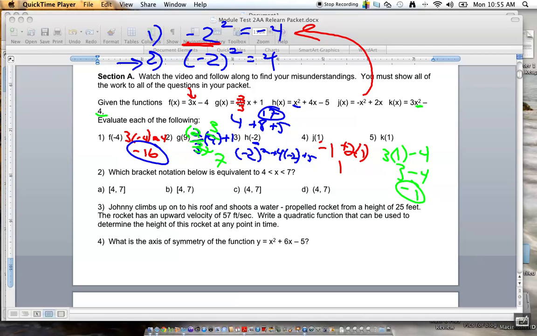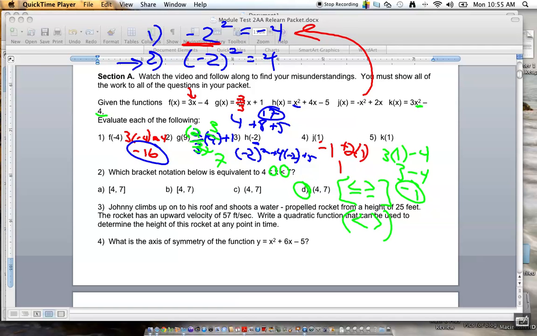All right, now number 2, which notation below is equivalent to 4 is less than x is less than 7. Notice the symbols. Neither one of them has an equals under it. If I have either of these two, then it's a bracket. If I have these two, it's a parenthesis. So in this case, they both have to be parentheses. It's choice D.